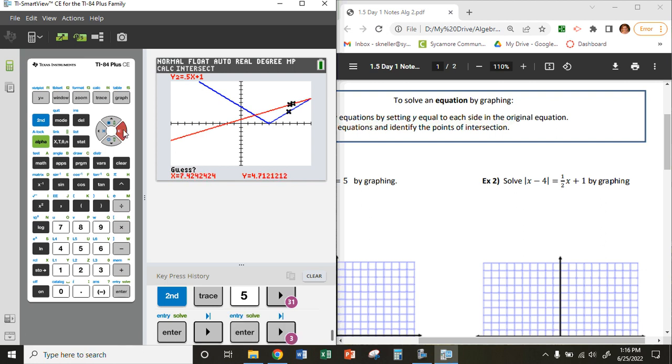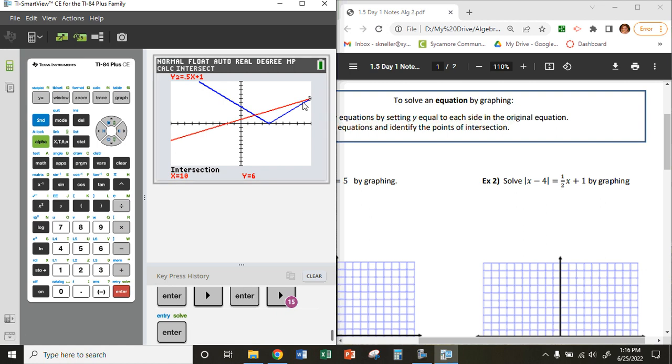And now when it says guess, you want to move that cursor a little bit closer to where you think the intersection is. It doesn't have to be exactly on top of it. It just needs to be a little bit closer. And then hit enter. And you can see that this intersection is at 10, 6. So it's right on the edge of our screen there. Okay, so we only see half the little cursor blinking. And again, we're solving for x, so the solution is going to be 10.